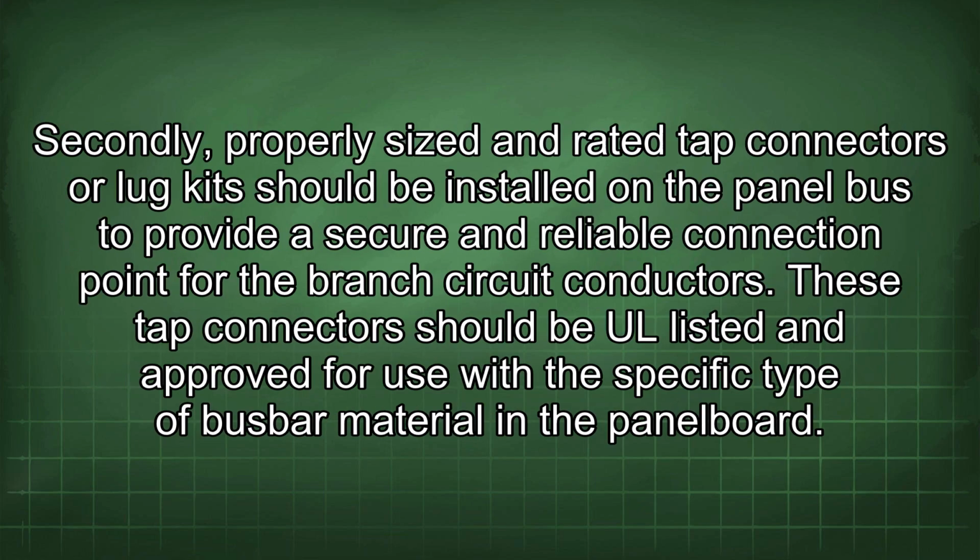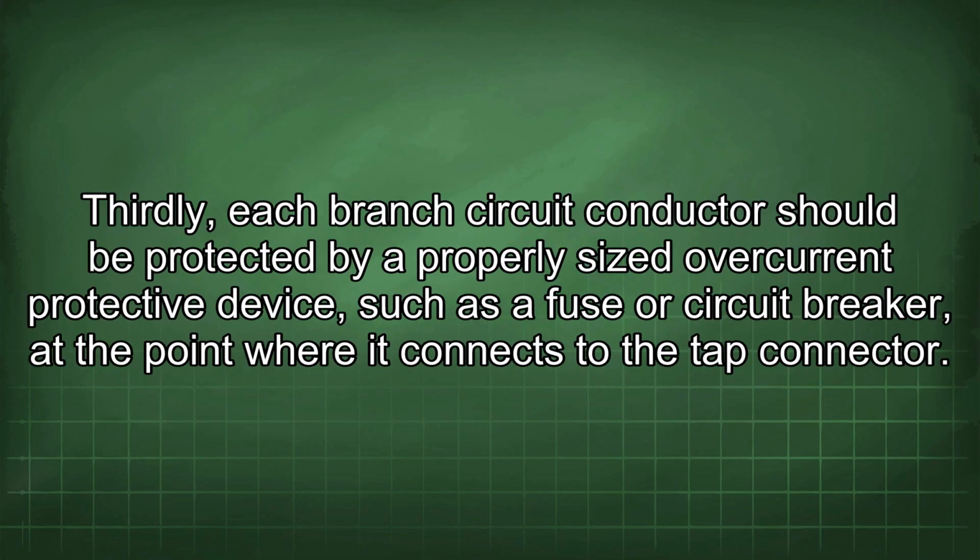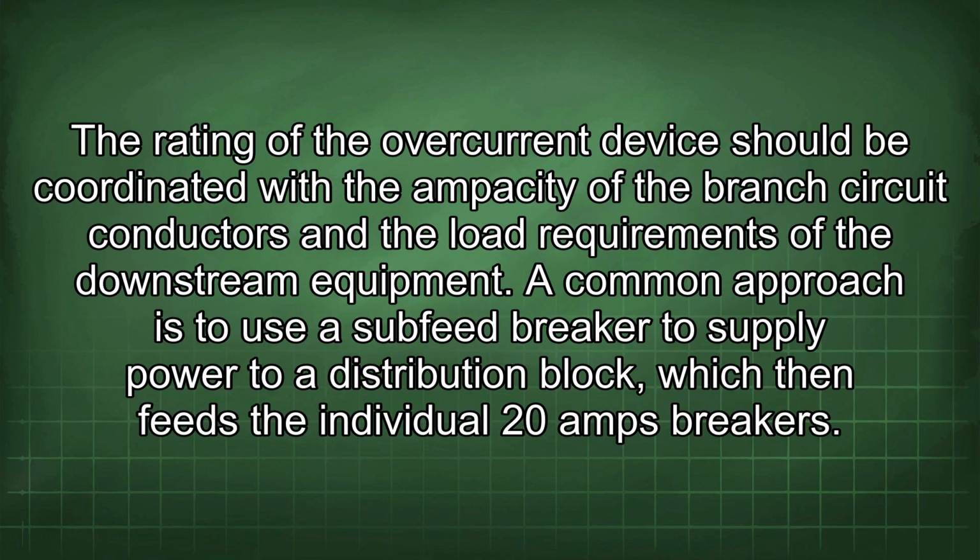Secondly, properly sized and rated tap connectors or a lug kit should be installed on the panel bus to provide a secure and reliable connection point for the branch circuit conductors. These tap connectors should be UL listed and approved for use with the specific type of busbar material in the panel board. Thirdly, each branch circuit conductor should be protected by a properly sized overcurrent protective device, such as a fuse or circuit breaker, at the point where it connects to the tap connector. The rating of the overcurrent device should be coordinated with the ampacity of the branch circuit conductors and the load requirements of the downstream equipment.